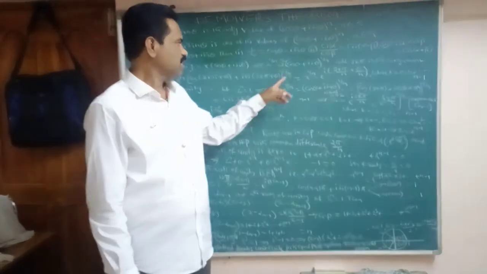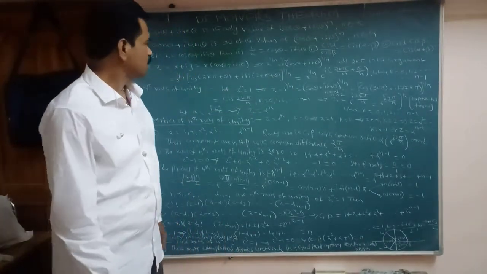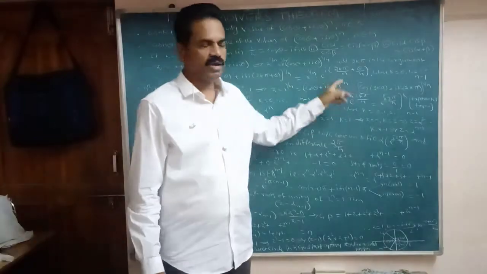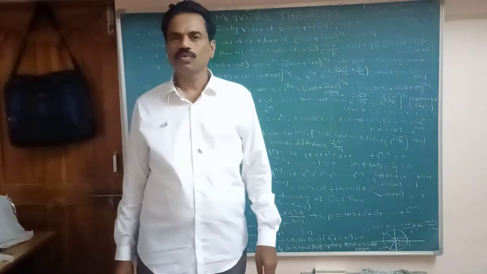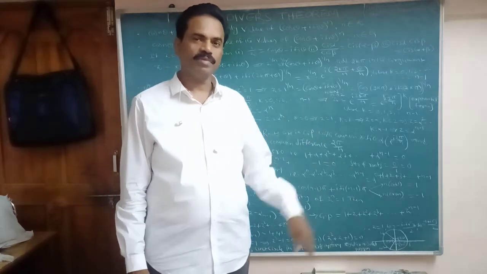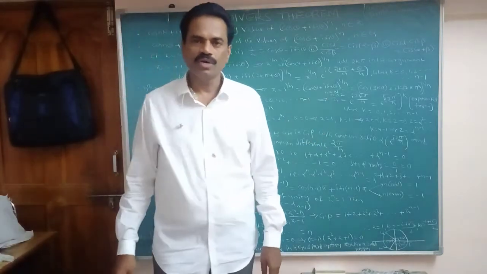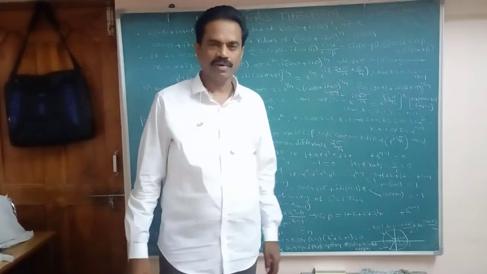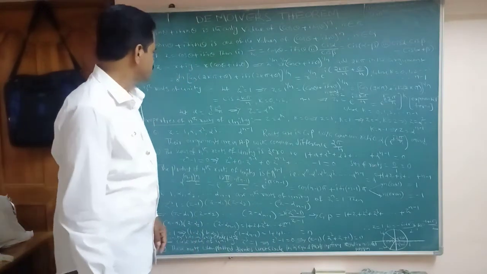So 1/n is multiplied with the argument, that is r cos of (2kπ + θ). We can write it in exponential form: r^(1/n) e^(i(2kπ + θ)). Here 1/n multiplied, that is 2kπ/n + θ/n. So that is r^(1/n) e^(i(2kπ/n) + iθ/n), where k is 0, 1, 2, 3, and so on up to n − 1.